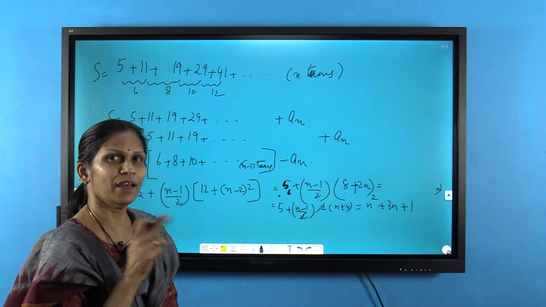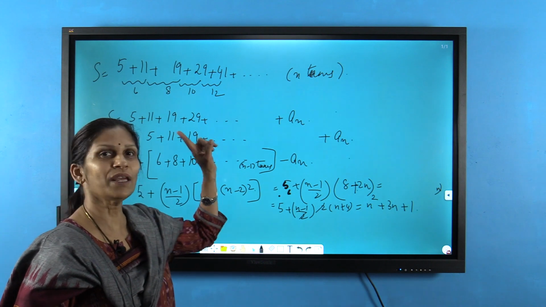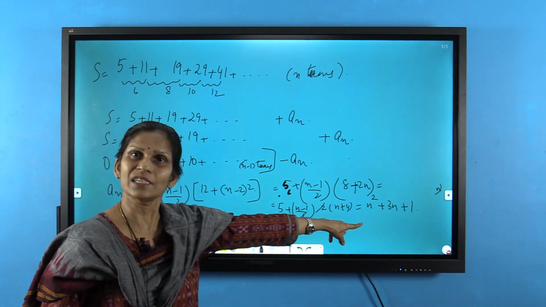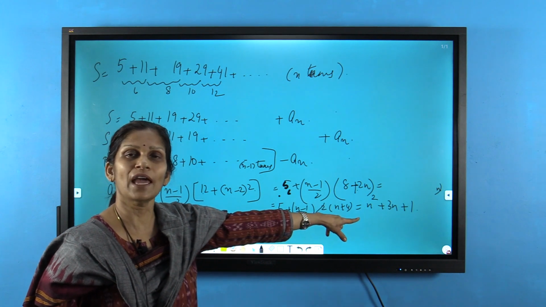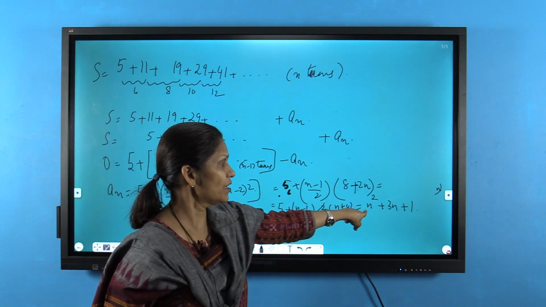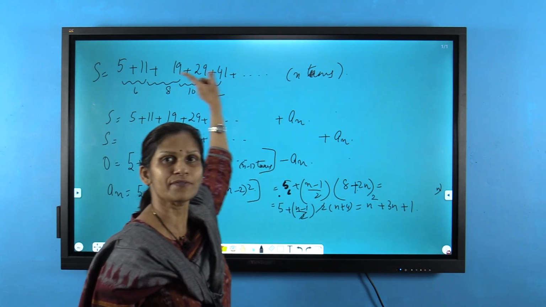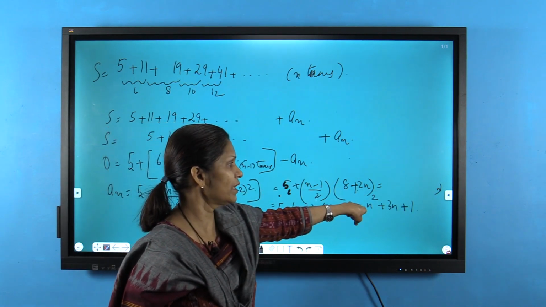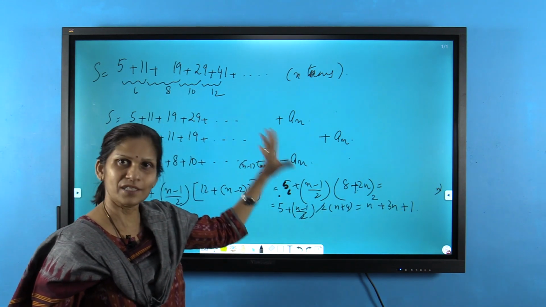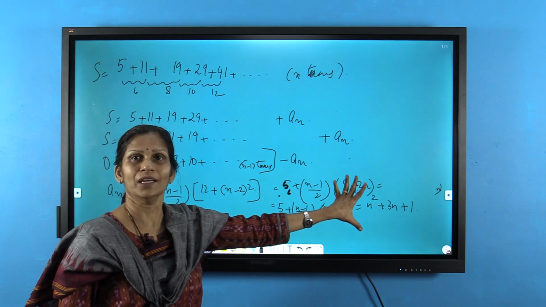You know how I realized that I had made a mistake? In the previous one, when I substituted n equal to 1, this is a general term, right? If I substitute n equal to 1, I should get the first term here. This seems right. 1 squared plus 3 plus 1 is 5. Second term is 2 squared, that is 4 plus 6 plus 1, 11. So, your nth term is actually correct.